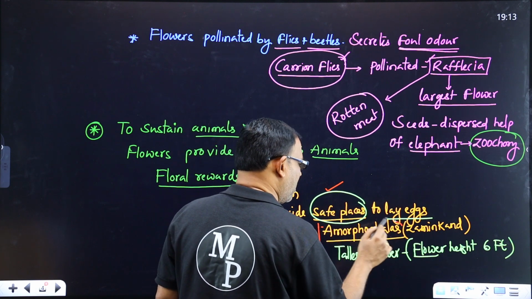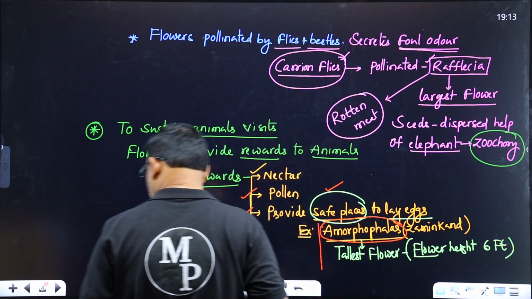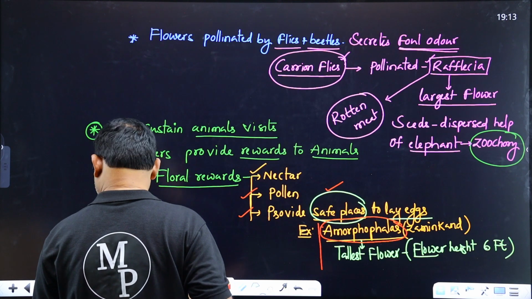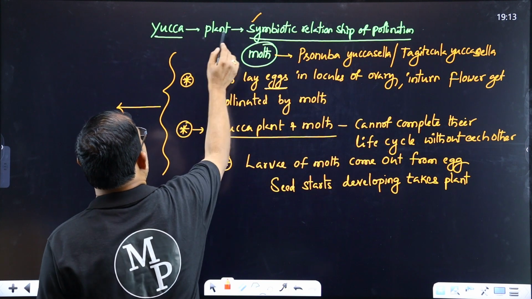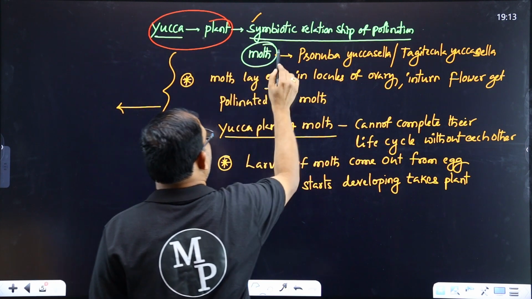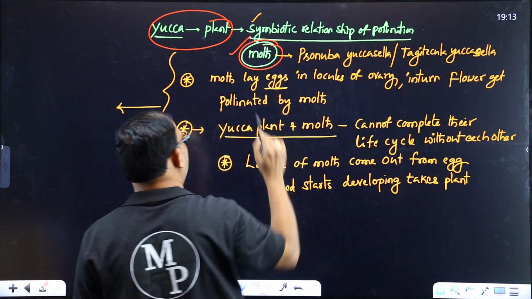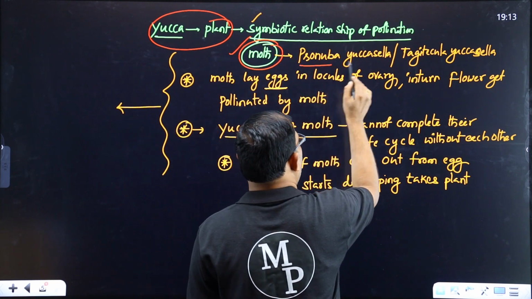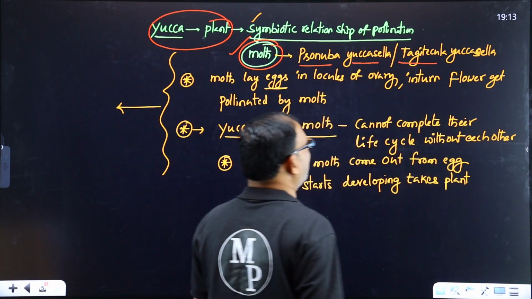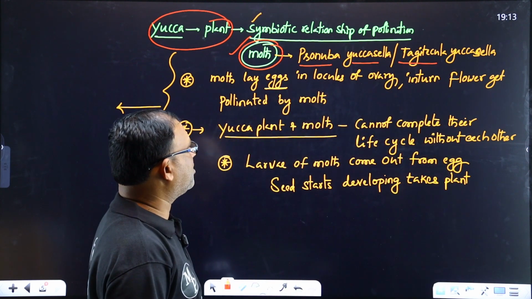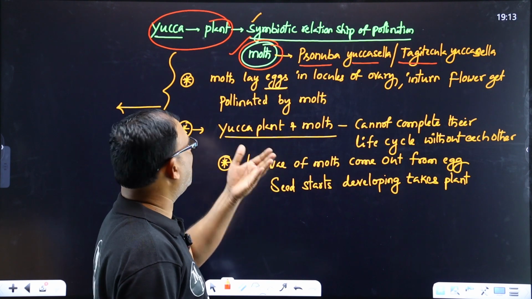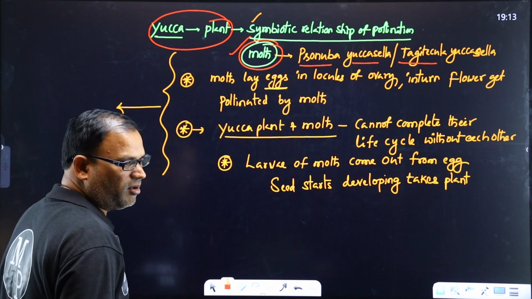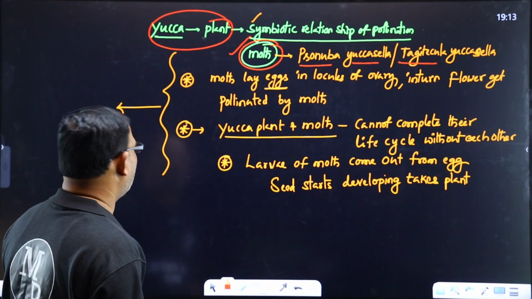One is Amorphophallus. The second one is the yucca plant, which shows a symbiotic relationship with a moth. The moth's name is not in the NCERT textbook, but that is important. Concentrate on that: Pronuba yuccasella or Tegeticula yuccasella. Yucca gloriosa is in the family Liliaceae, a monocot family.